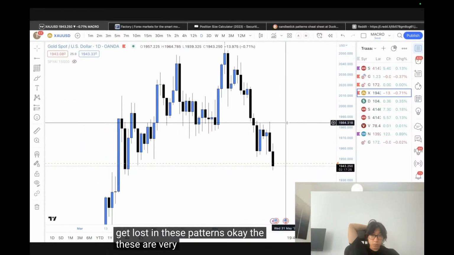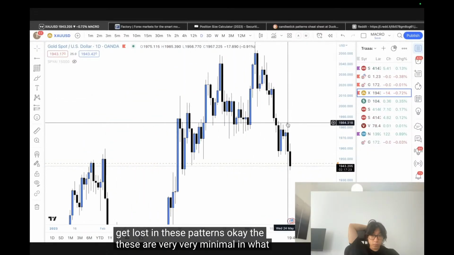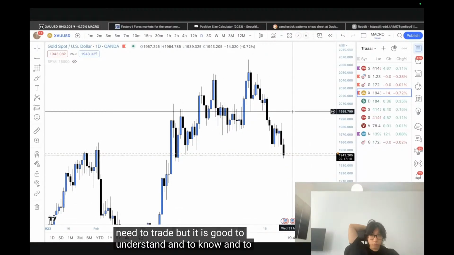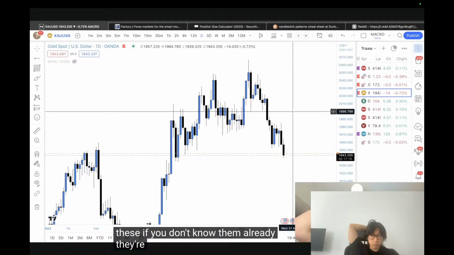They're continuously breaking structure to the downside. So that's an example of where we can't let our bias get lost in these patterns. These are very, very minimal in what you need to trade, but it is good to understand and to know and to learn these. If you don't know them already, they're fairly simple.